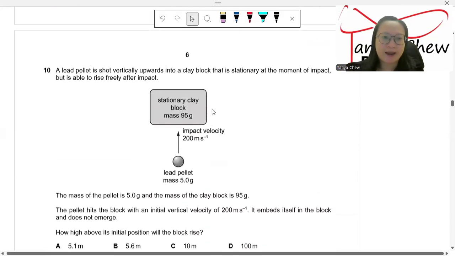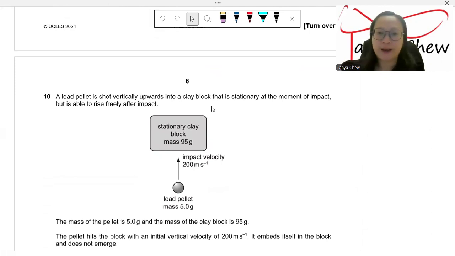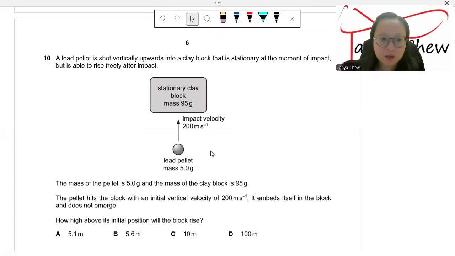Now, question number 10. A lead pellet is shot vertically upwards into a clay block that is stationary at the moment of impact, but it is able to rise freely after impact. Mass of the pellet is 5 grams and the mass of the clay block is 95 grams. Pellet hits the block with an initial vertical velocity of 200 meters per second. It embeds itself in the block and does not emerge. How high above its initial position will the block rise?